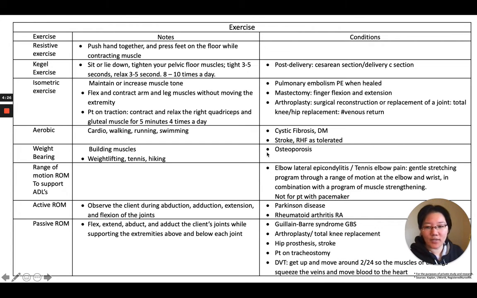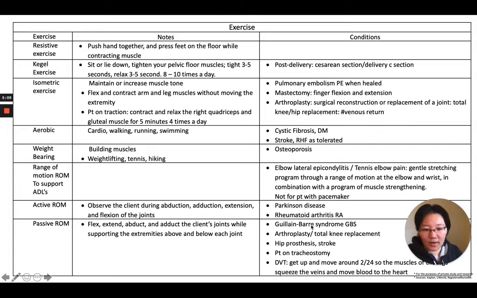Now exercise again, quite similar. The left side is the type of exercise, and then here are the notes, the description for it, and then here are the conditions that apply to the exercise. For example, range of motions to support ADLs, such as tennis elbow pain. You can encourage doing range of motions. And then I say not for patients with a pacemaker. So if they say the patient has tennis elbow pain, what type of exercise should you encourage, etc.